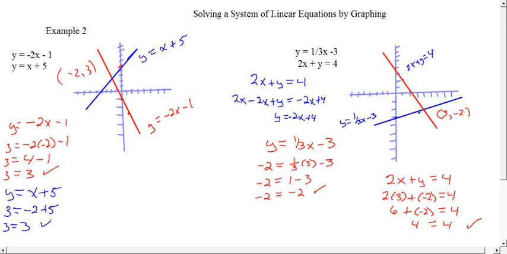Okay, so that takes care of graphing. And again, like we said, we want to make sure that we confirm this and not just take the graph, because it's very difficult to determine whether we have the right coordinates via the graph.